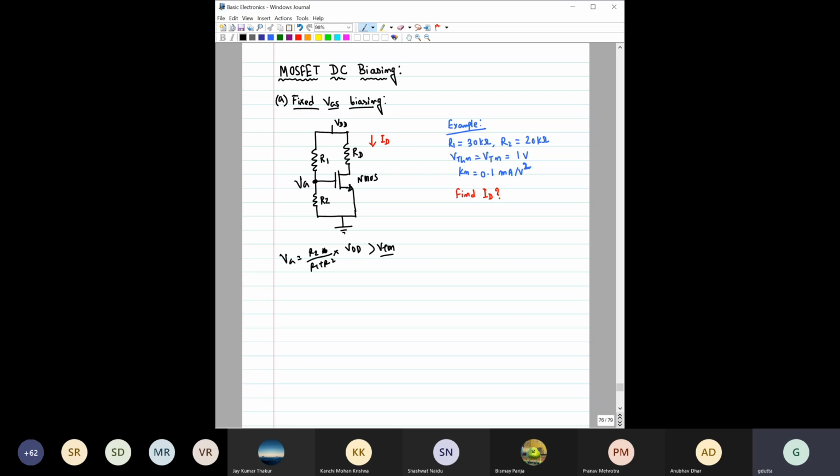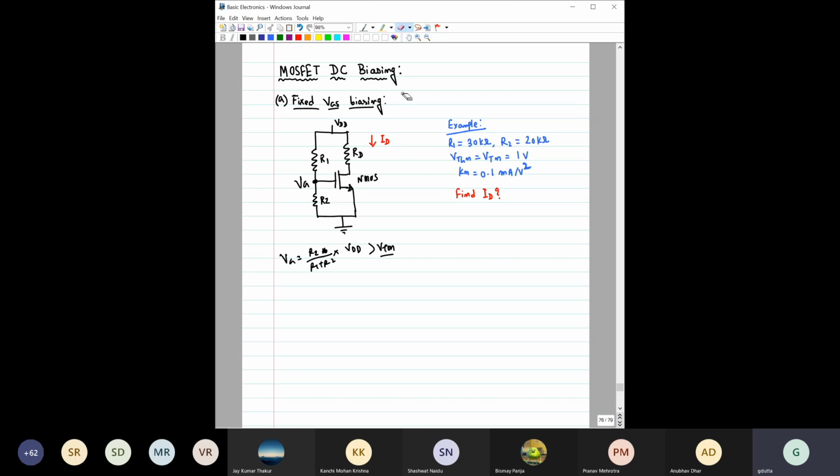But you can assume the transistor is operating in the saturation region, do the calculation, and verify the result, whether the transistor was really operating in saturation or not, as we have done for the bipolar junction transistor. We assumed initially that the transistor is operating in the active region, and using that approximation we evaluated the values, and then later cross-checked whether our initial assumption was correct or not. We'll do the same thing here. We will take one example as well.